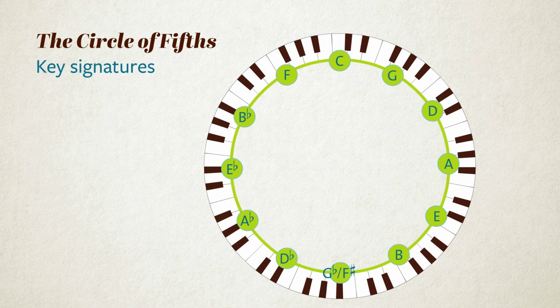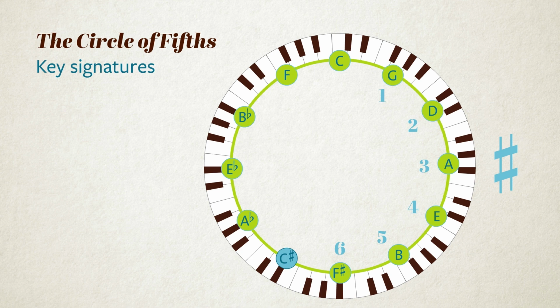Anyway, on the right side, we find the keys that use sharps in their key signature, starting with G major, which has one sharp, through D major with two sharps, and so on, down as far as F sharp major with 6 sharps. And by the way, if we thought of F sharp major as G flat major, it would have 6 flats instead of 6 sharps. Now we could carry on with sharps, and the next key would be C sharp major with 7 sharps, meaning that every note is sharpened.